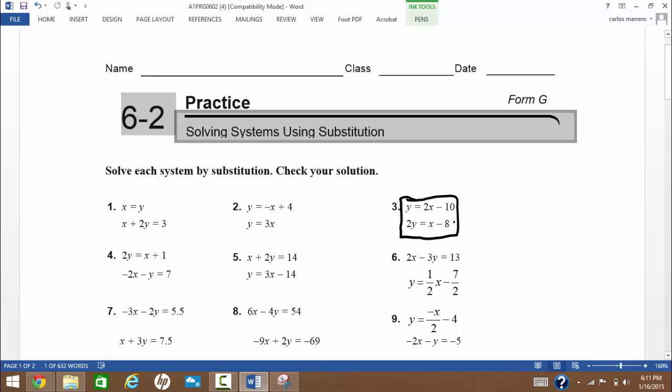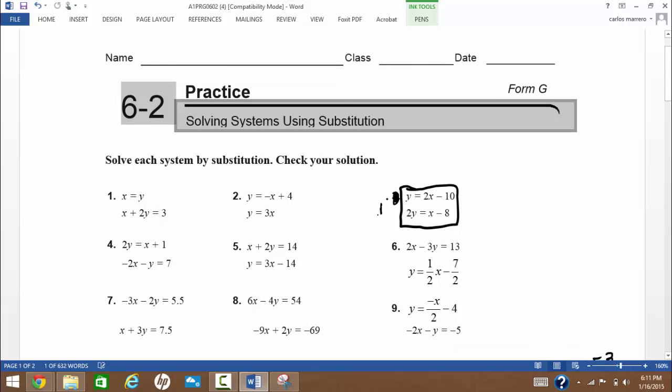So in this system, remember what is the first step? The first step is to label the lines. This is line 1. And this one down here is line 2. So my first line is y equals 2x minus 10, and the second line is 2y equals x minus 8.